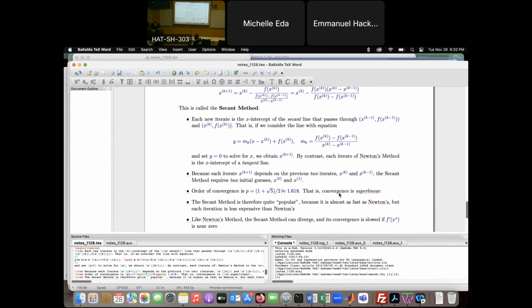Now, one thing that the methods have in common, or two of the drawbacks: convergence is still slowed down to linear if f prime is near 0 or exactly 0 at the root. Also, for Newton's method and the secant method both, you need a decent initial guess, or your iterates could easily diverge. So really the main thing that the secant method buys you by replacing f prime with a difference quotient is efficiency.